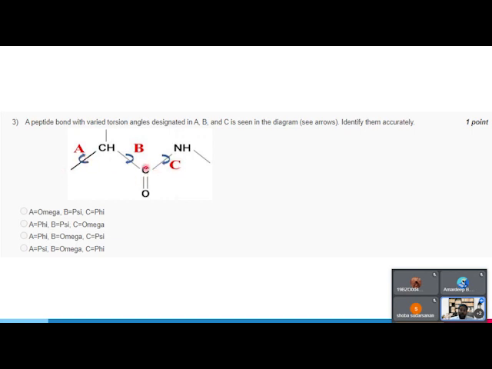The angle C between the carboxylic acid and amino acid is C, which should be omega, and that is the only one option that is given here. So that is B. The carboxylic acid and the alpha carbon, that is as we have seen, chi. So B is given as chi, and here we are not given the nitrogen, but between the carbon and the nitrogen it is always phi. That is the angle. So the correct option is B.